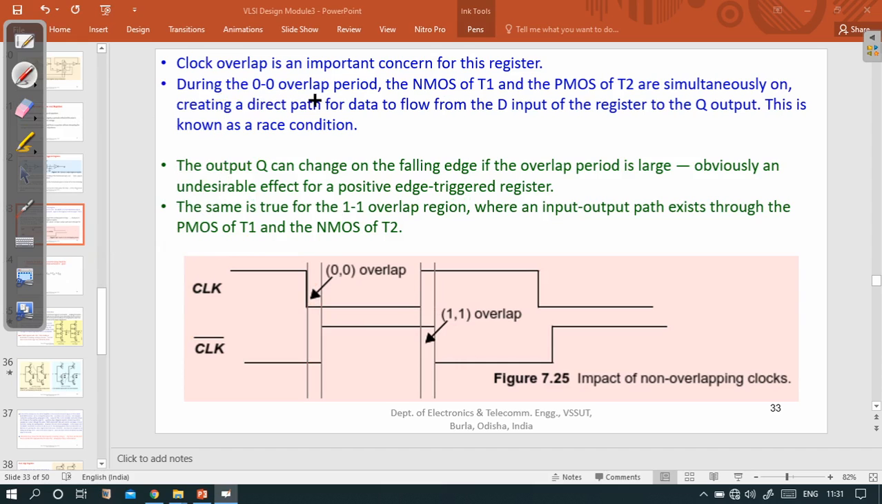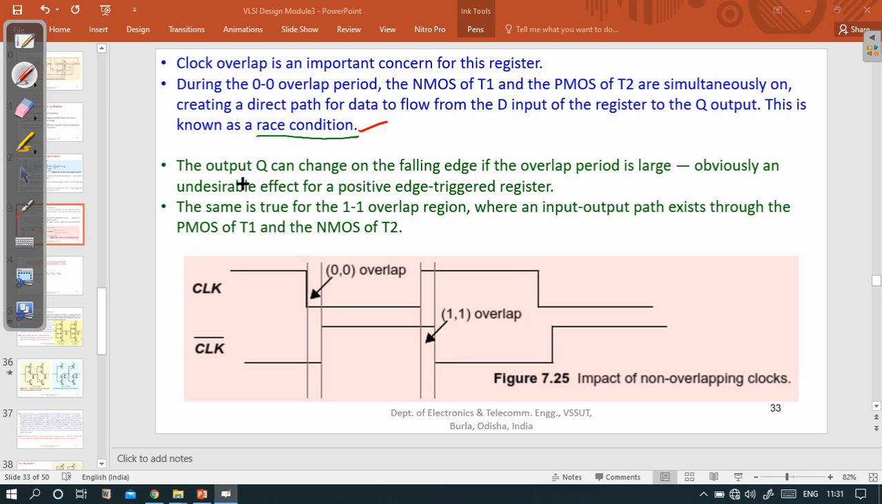So during the 0 0 overlap period, as we had just seen, the NMOS of T1 and PMOS of T2 are simultaneously creating a direct path for data to flow from the D input of the register to the Q output. This is known as race condition.